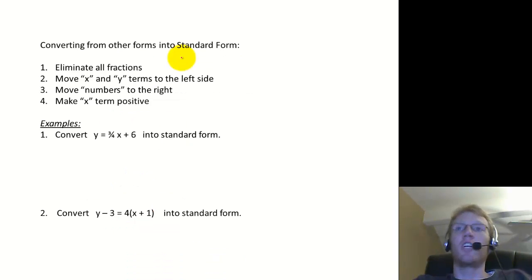Okay. What about converting from other forms into standard form? This one is not really harder, but you do have to remember all the different rules or requirements for something to be in standard form. So remember, you can have no fractions.